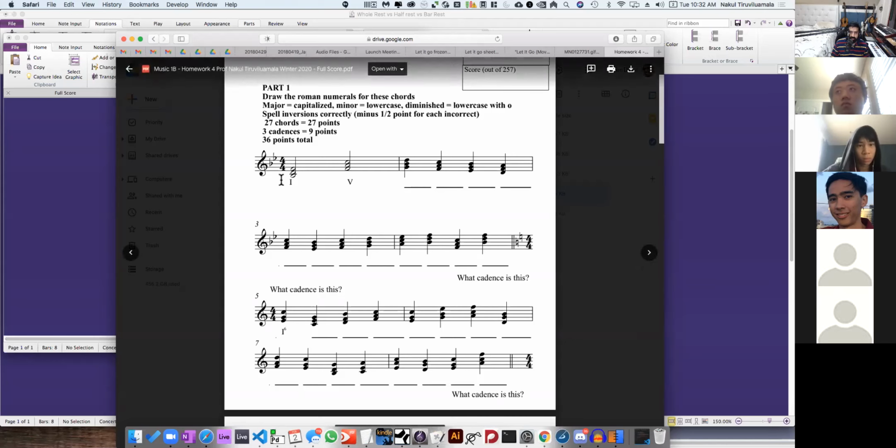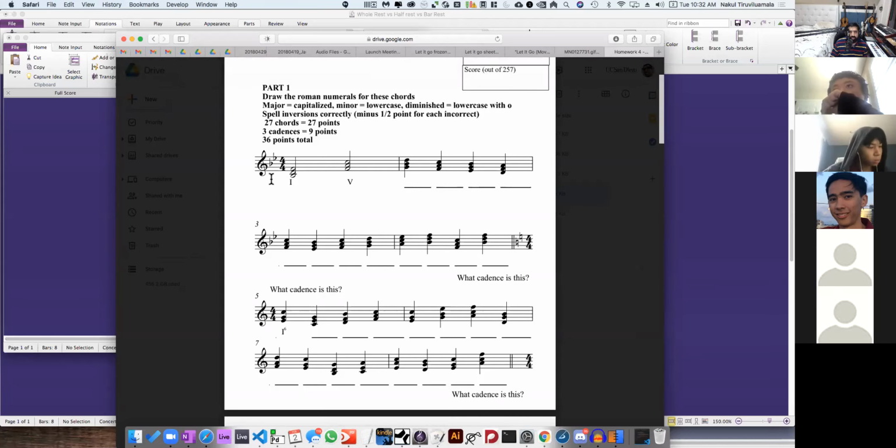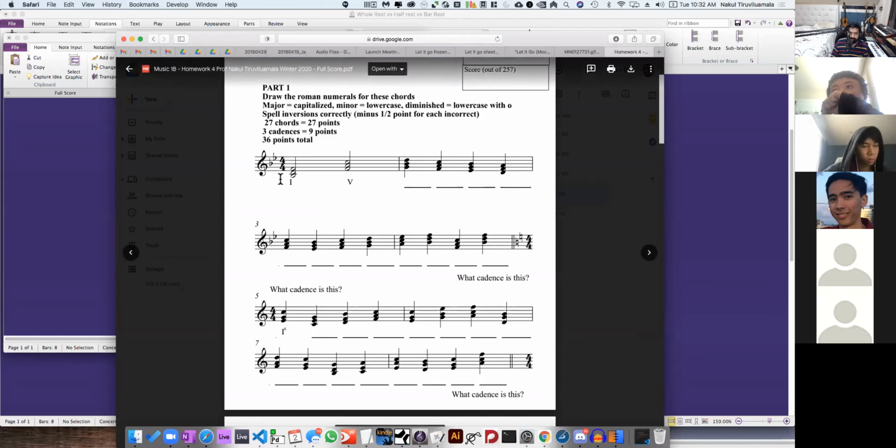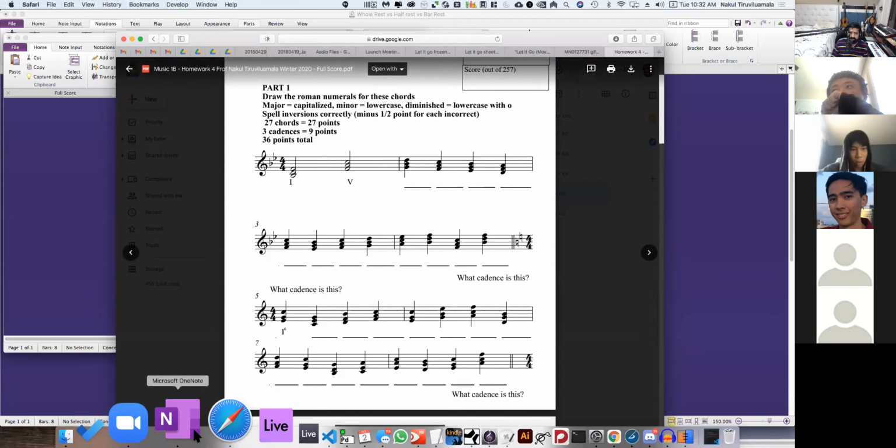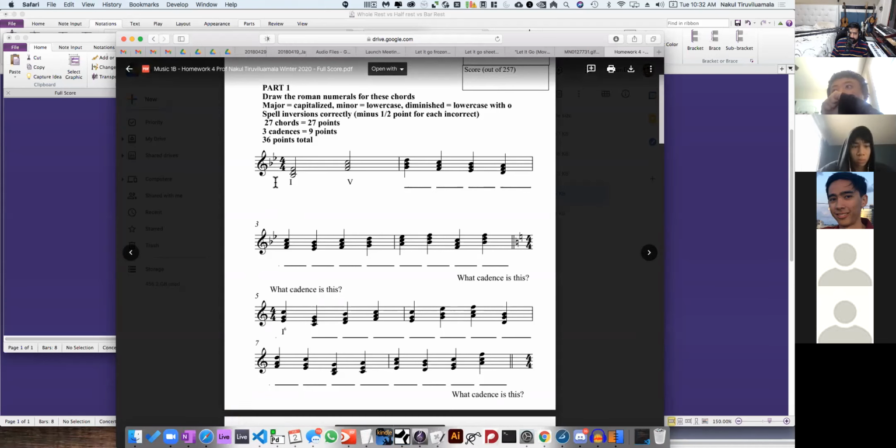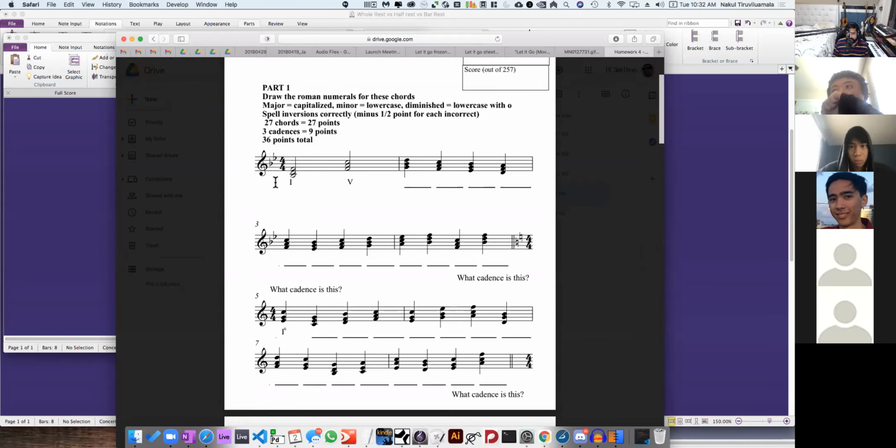So let's actually figure this out together, okay? So what key are we in right here? There are 2 flats, right? What is the major key associated with 2 flats? Well, two trips along the circle of fifths, so B flat major, right?